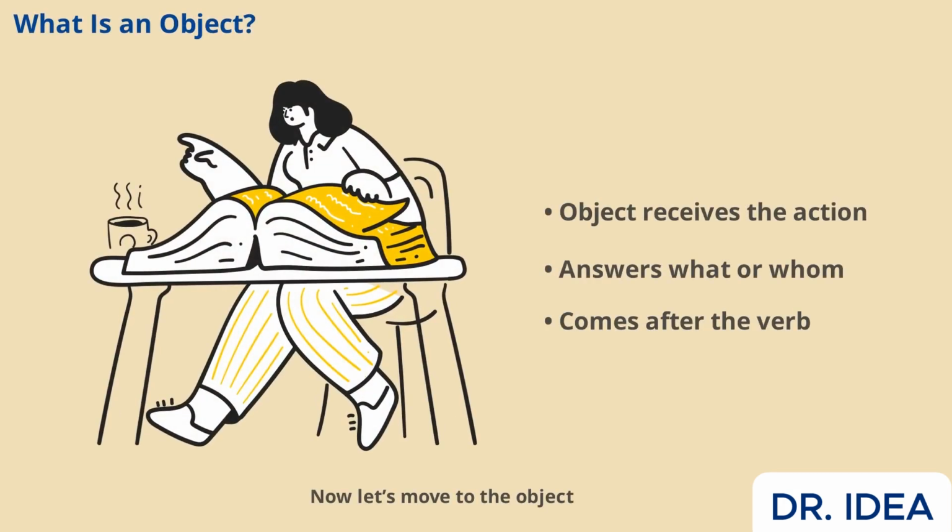Now let's move to the object. The object is the part of the sentence that receives the action. It answers the questions, what or whom. For example, in she reads a book, a book is the object. In they watch a movie, a movie is the object. And in I drink water, water is the object. The object usually comes after the verb and completes the meaning of the sentence.